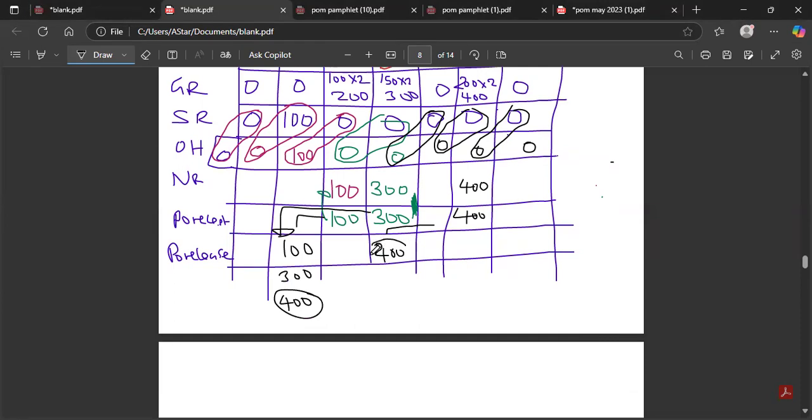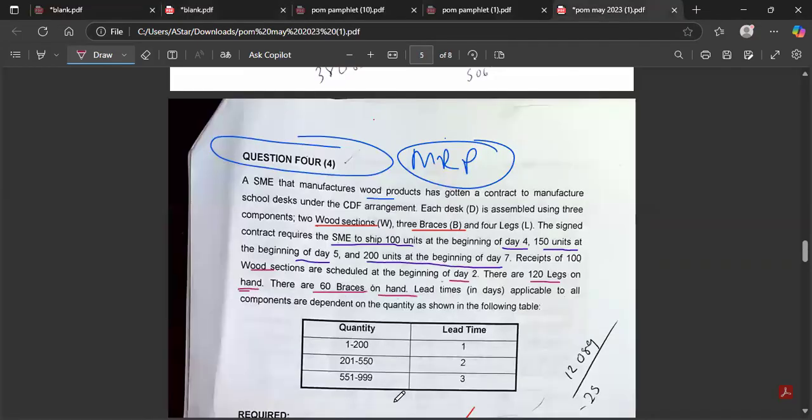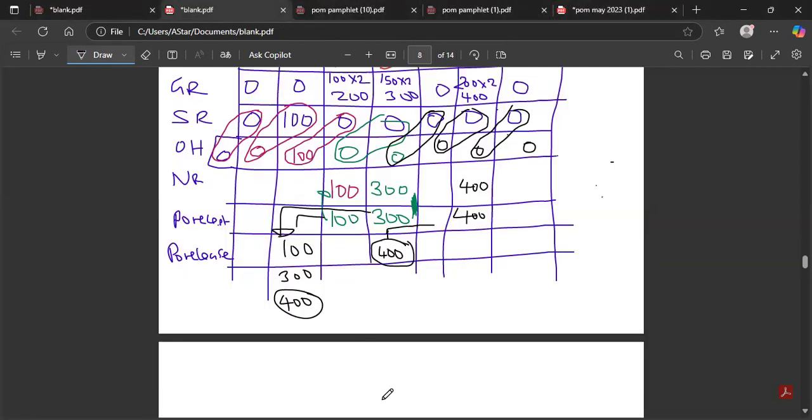400 comes here. Why is 400 going to come here? Who's going to tell me why 400 comes here? It's because of the lead time. Yeah, correct. Because 400 is between 201 and 550, the quantity range of 201 to 550. That's why the lead time is 2. So it comes there. So this is how this MRP for the wood is supposed to be.